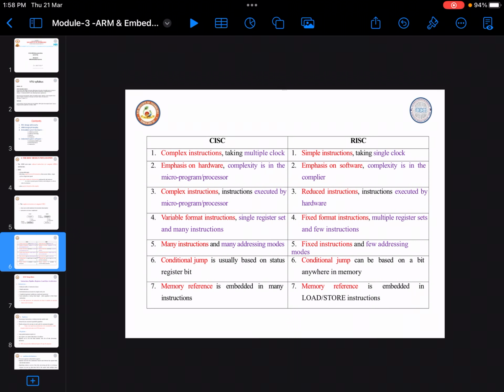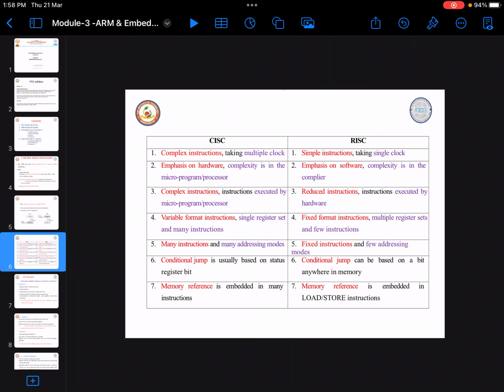So this is a tabular column which gives the major differences between RISC and CISC. CISC, as I told, takes multiple clock cycles to complete an instruction, whereas RISC uses simple instructions that can be completed within a single clock cycle. Emphasis is more on hardware in the case of CISC, whereas it is on software in the case of RISC. You have complex instructions executed by the microprogram or a processor in CISC, whereas in RISC you have reduced instructions executed by the hardware.